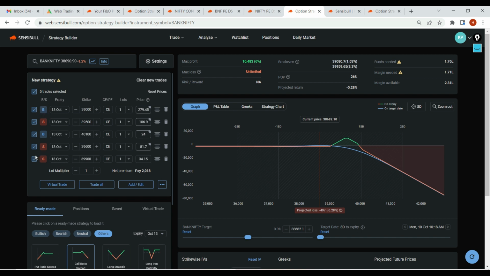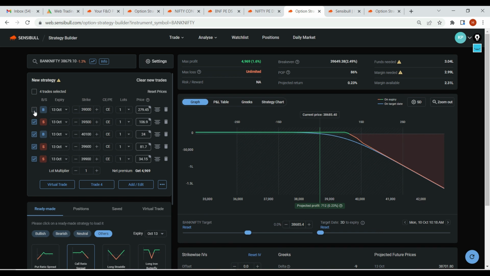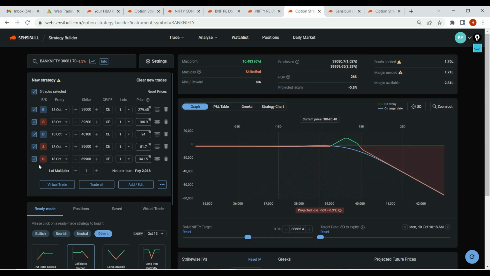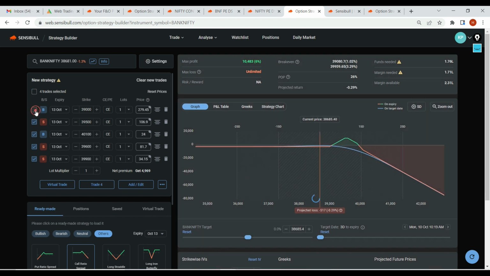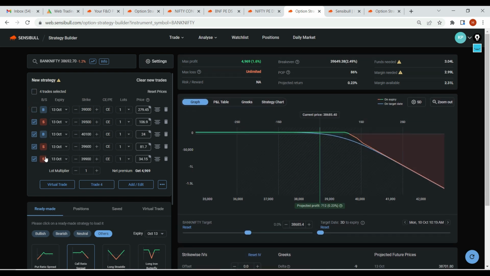So don't go for selling this straight away, because if you go for selling straight away, you will not get the capital. So what you have to do is, sorry, my bad, don't exit this buy first. First sell, and then you have to exit this buy. If you exit this buy and then you are planning to sell this, you will not get the capital.